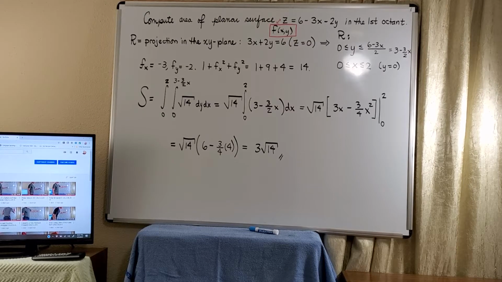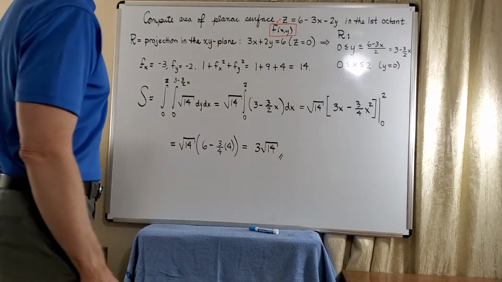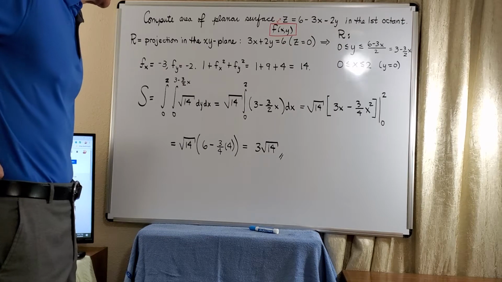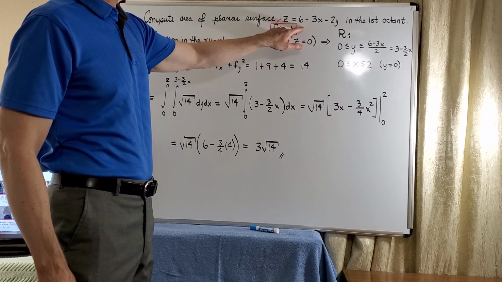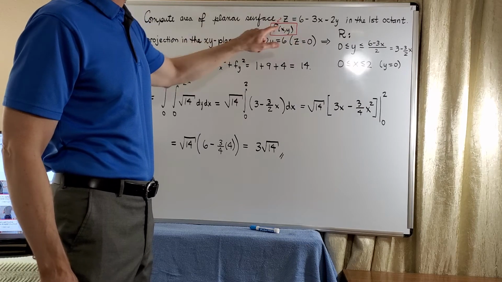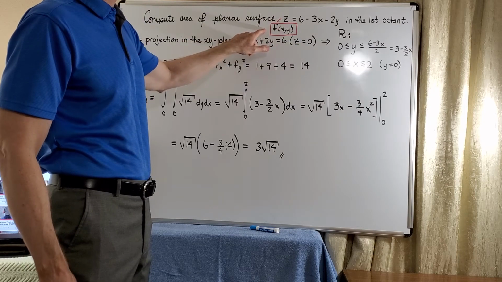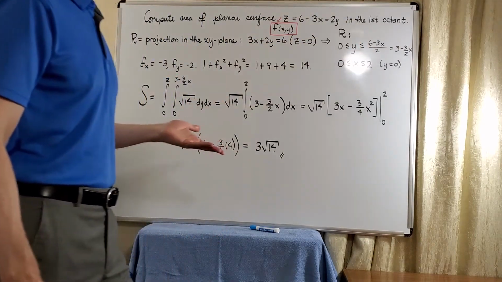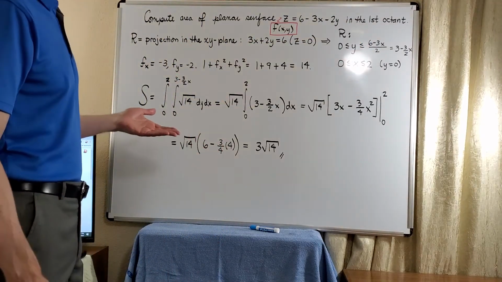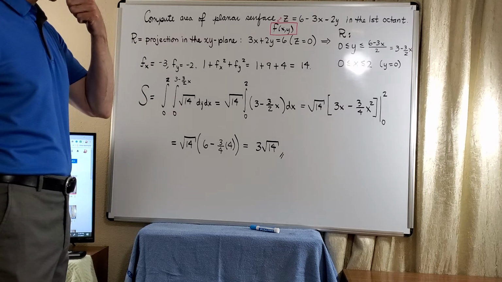Let's look at another surface area calculation. Here we compute the area of a planar surface. The equation is z equals 6 minus 3x minus 2y, and of course we can think of z as just f of xy, and this is in the first octant. So r is not given directly, but we know that r is just the projection in the xy plane.